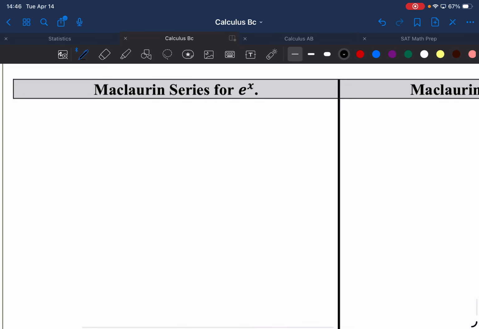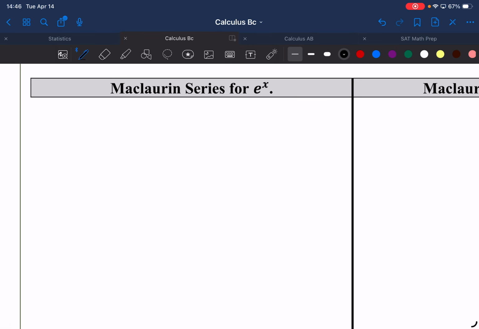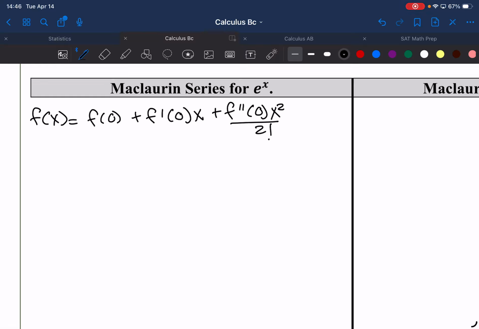So the first one is a Maclaurin series for e to the x. So again, I'm just going to substitute c equals 0 into my Taylor series. And then for e to the x, I know that every derivative of e to the x is e to the x. So I have f of x is equal to f of 0 plus f prime of 0x plus f double prime of 0x squared over 2 factorial. Okay, and again, this continues on forever. I can easily plug in f of 0, f prime of 0, etc. because e to the x derivatives don't change.